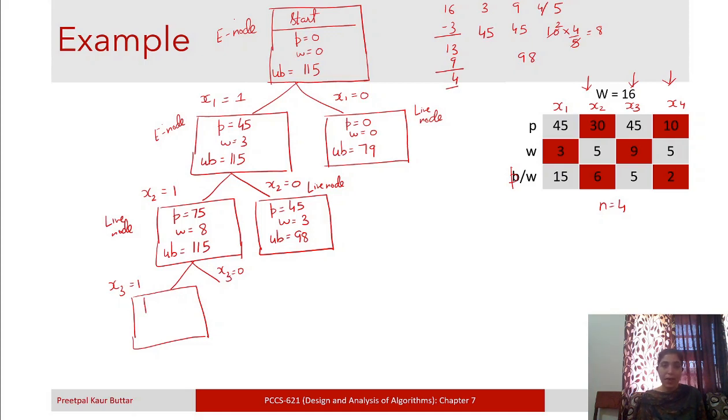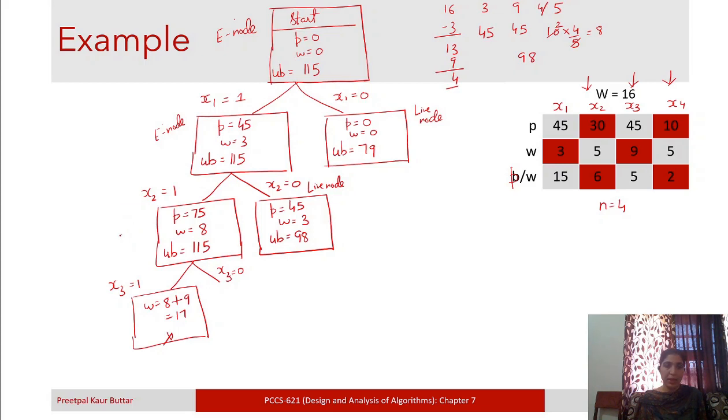When we pick x3, we have reached here after picking x1 and after picking x2. So the total weight is 8. And then if you pick x3 also, the total weight will be the previous weight plus the weight of this item. This item's weight is 9, so the total weight will become 17. But the capacity of the knapsack is 16. So we are not able to satisfy the constraint. We are violating the constraint. So this results in a dead node, and this node will not be explored further.